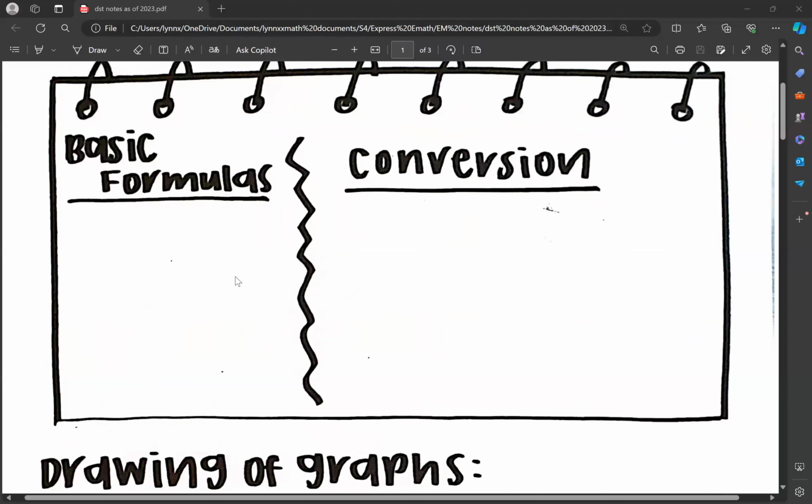So usually the conversion will appear in your paper 1, okay? You see this in your Sec 3 exam, you see this in your prelim next year. You might even see it in O levels. It's a very typical exam question. But let's move on, okay?